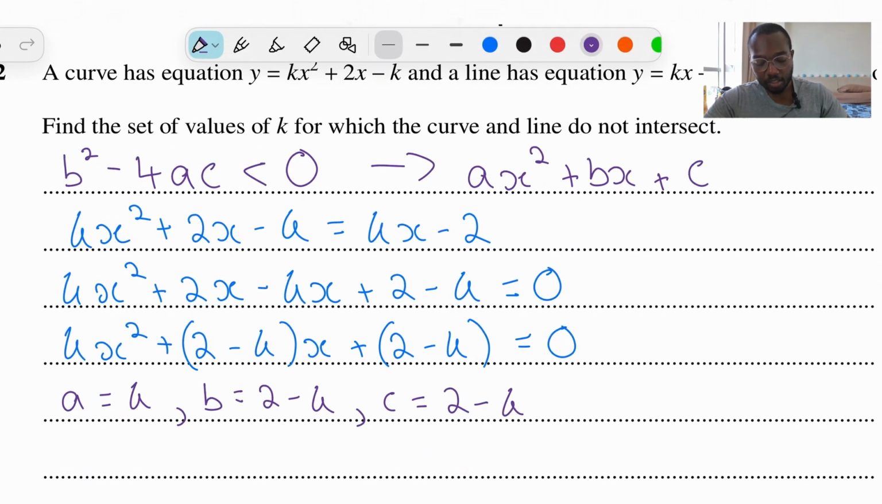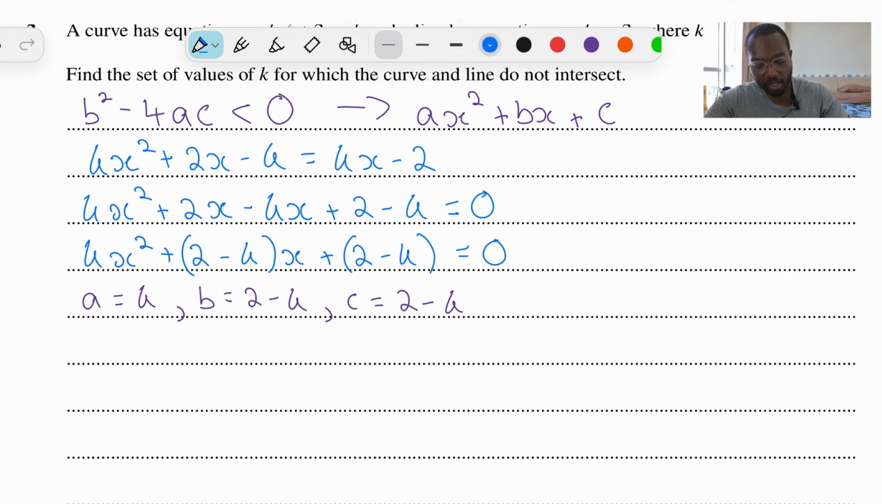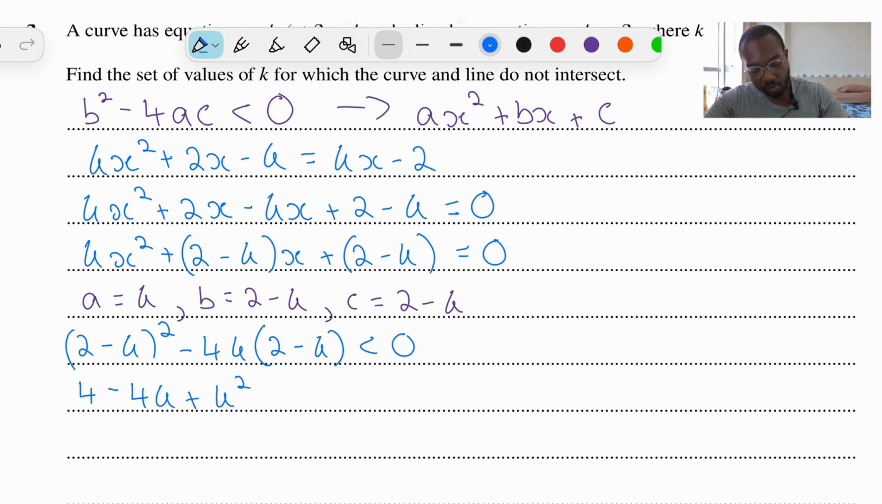So let's go about doing this then. b squared minus 4ac. So that would be (2 minus k) squared, minus 4 times a, so minus 4k, and then times c, which is 2 minus k, and that has to be less than 0. So (2 minus k) all squared, well, we'd get a 4 out of that. We'll get 2 times minus k, minus 2k, and then another minus 2k. So we get a minus 4k, and then we get a minus k times a minus k, which is a positive k squared.